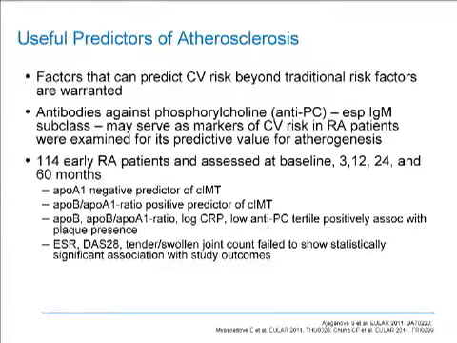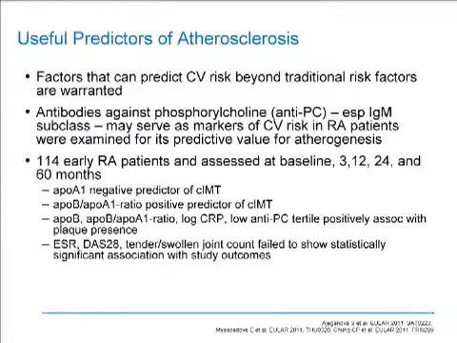This study looked at 114 patients that were considered early RA patients, and they were assessed at baseline, 3, 12, 24, and 60 months. And these looked at certain parameters to assess their usefulness as predictors of atherosclerosis. This was looked at with an IMT as well as the presence of plaque.